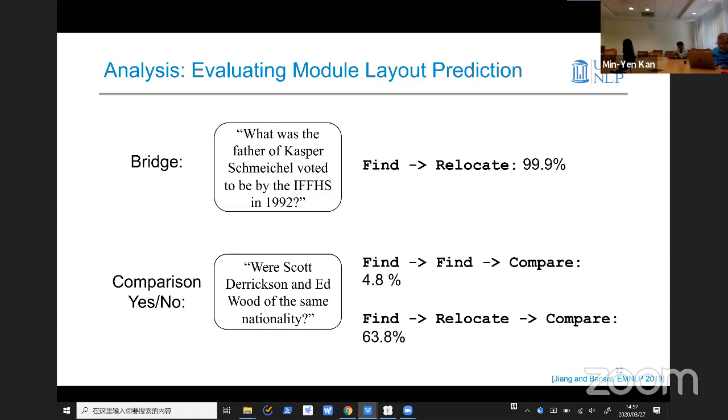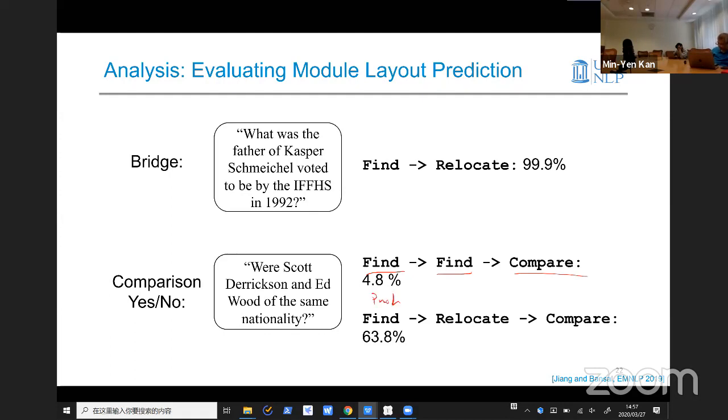So what does relocate mean? Relocate means that you shift the attention from here to another place. So the difference is that find pushes on the stack. You're saving two entities, right? And then you do the comparison. Also relocate pops then pushes. Yes, pop and push. It first pops, getting the other attention to bring, and then pushes.